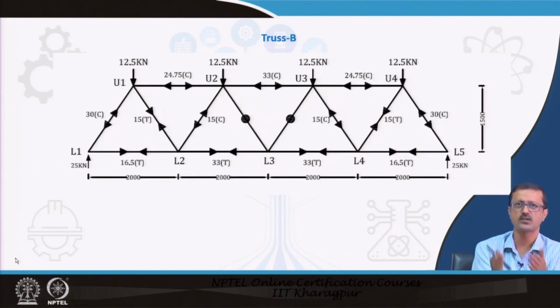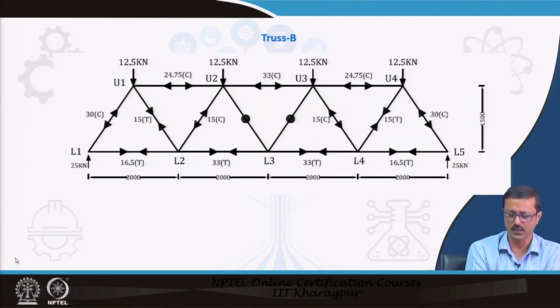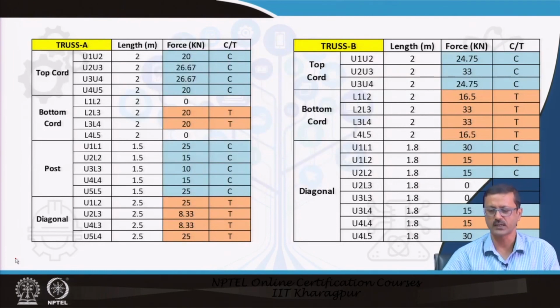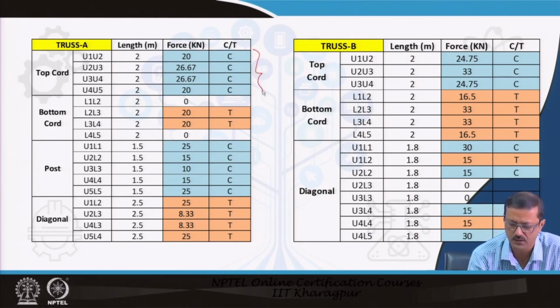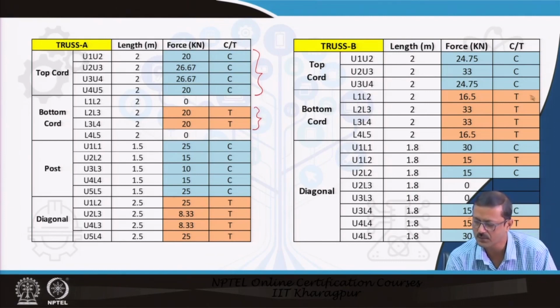This is truss B, which we also solved in the last lecture. It has the same span, each panel of 2 meter, 8 meter of span and 1.5 meter of depth, and it is also simply supported at L1 and L5. So, we have solved that one also. I have taken these two trusses together. Now, let us see what is the phenomenon, what is the change. If you go to the top chord, you see the top chords are always under compression and the bottom chords are in tension, in both cases.